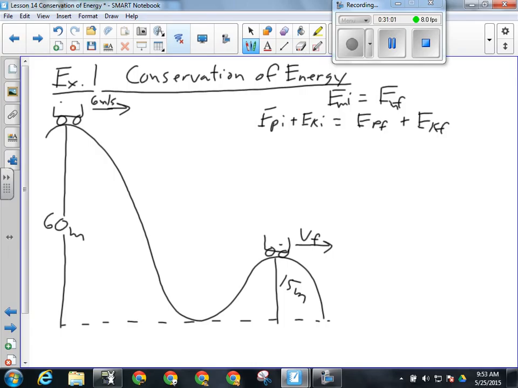Now our job is to figure out what kind or kinds of energy it has at the beginning and at the end. Looking at the beginning, it's 60 meters off the ground. Does it have potential energy? Yes, it does. It's moving at 6 meters per second. Does it have kinetic energy? Yes, it does. So I can't cancel either EP initial or EK initial. They have an actual value.